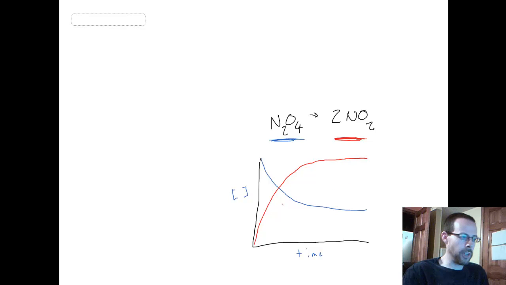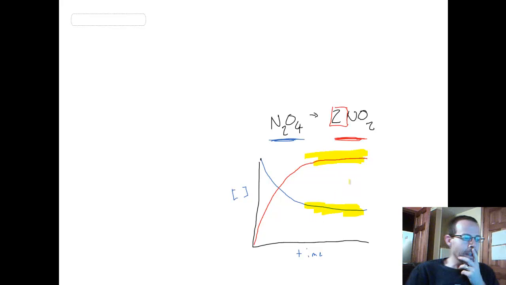Notice my red hopefully changed about twice as much as my blue because of my coefficient here. I have 2 moles of this for every 1 mole of N2O4 that reacts. Notice at the end, our lines flatten out. So I'm going to just highlight them in yellow real quick. Notice my red line goes flat and my blue line goes flat.